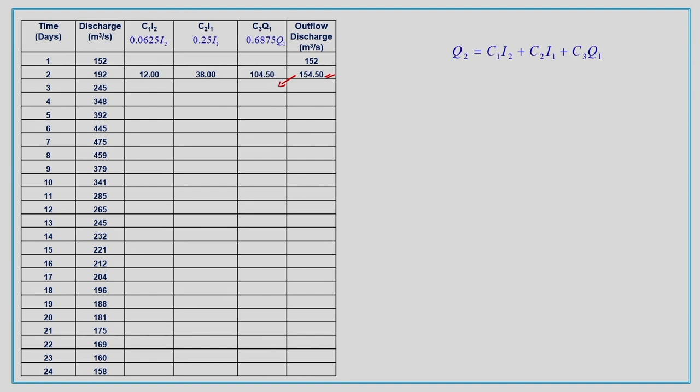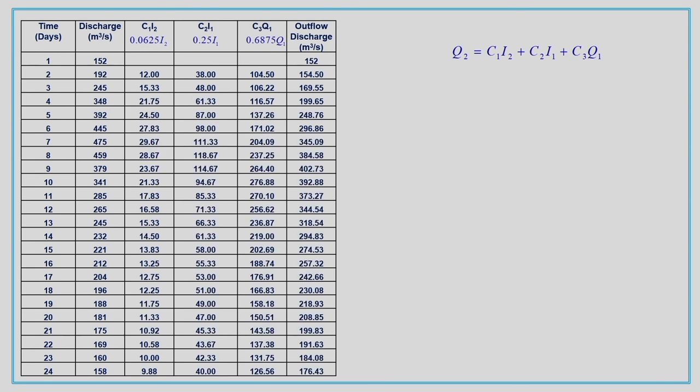So, that way we can calculate the values corresponding to the second row: C1 I2, C2 I1 and C3 Q1 given by these values, and the sum will be 169.55. This procedure we will continue till the end of the inflow hydrograph, where the inflow hydrograph is ending, that is at the time of 24 days. So, till that time we will continue the computation related to outflow values. So, those values have been computed like this, and for all the time intervals it is completed here.